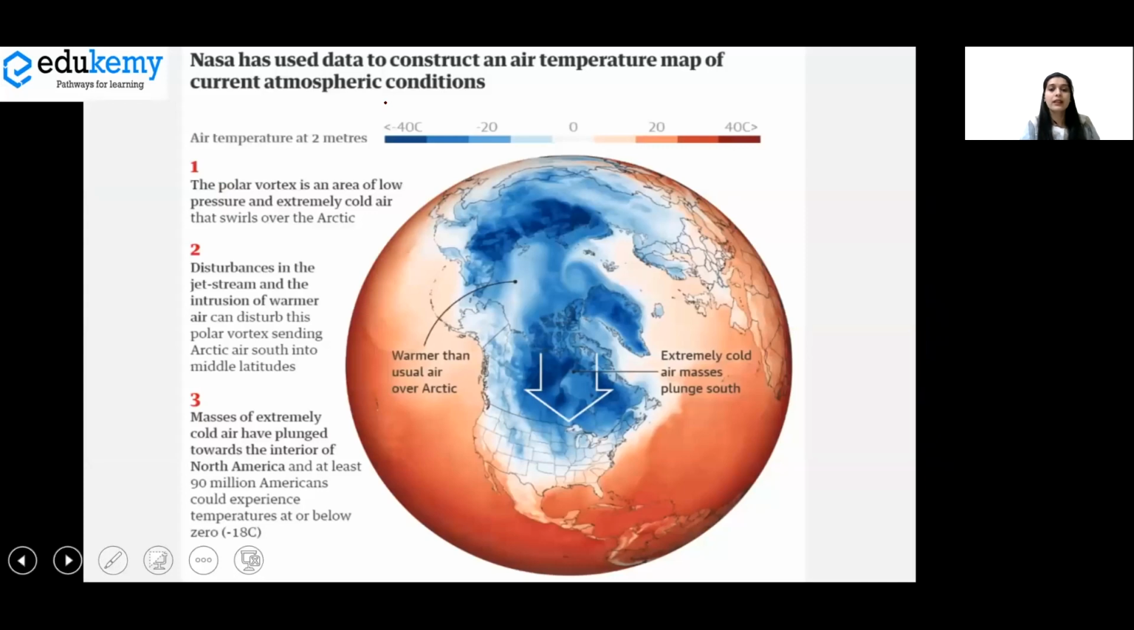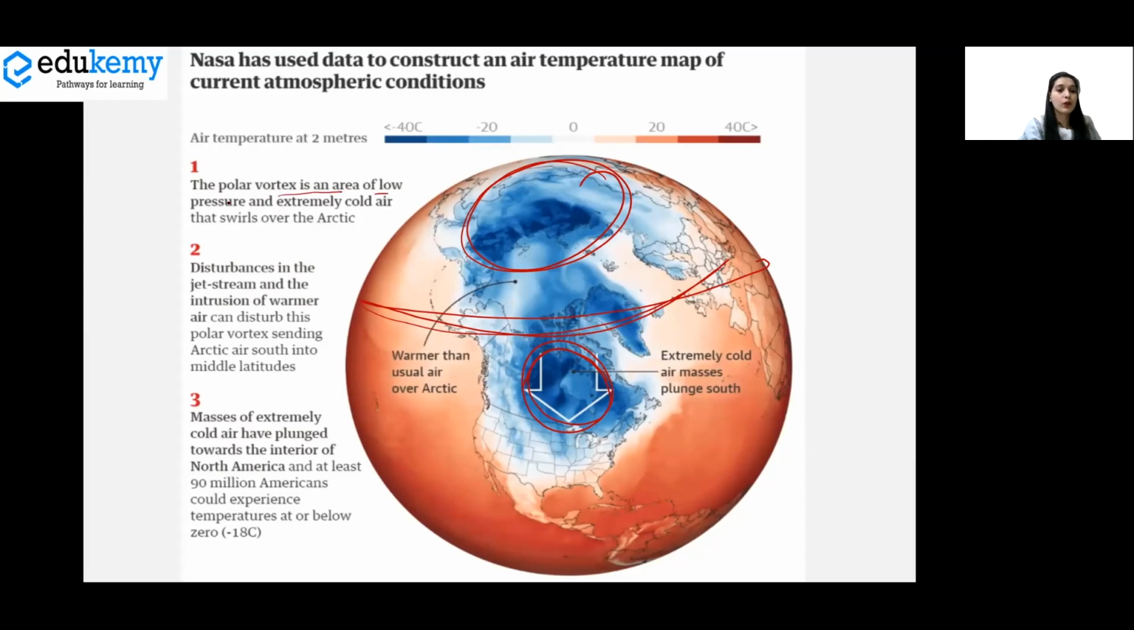So what did you understand? ये cold air का कोई pack था, it can come down to lower latitudes, because यहाँ पर जो lid था of that polar jet stream, it has broken. All right, so polar vortex is an area of low pressure and extremely cold air, right? Disturbance in the jet stream, intrusion of warmer air can disturb the polar vortex, sending Arctic air south in the mid latitudes. Masses of extremely cold air have plunged toward the interior of North America, and a lot of people are impacted. So see the temperatures, it can fall up to -40 and even -50, -60.